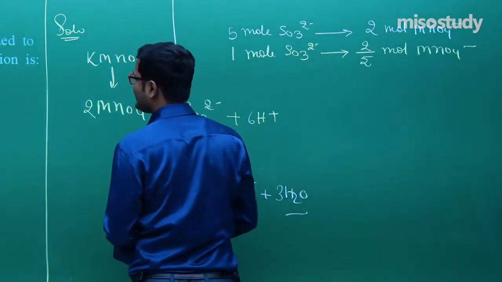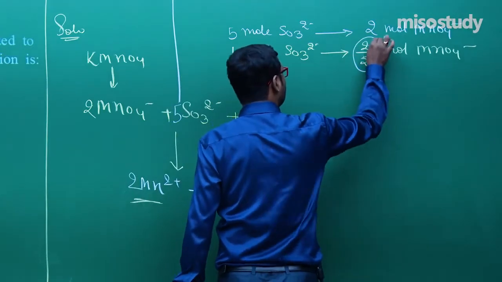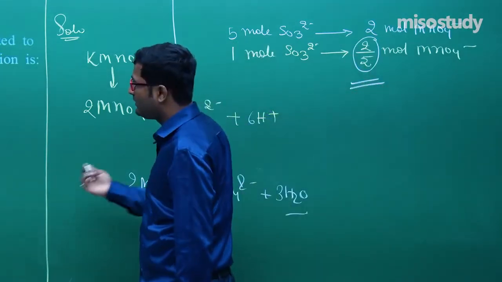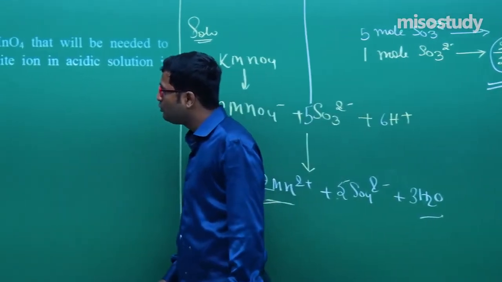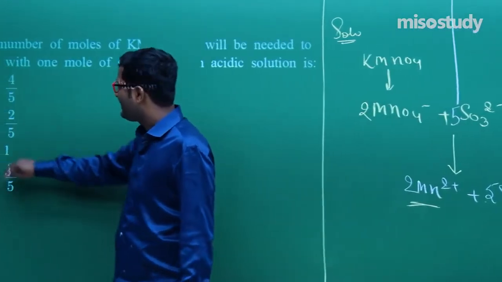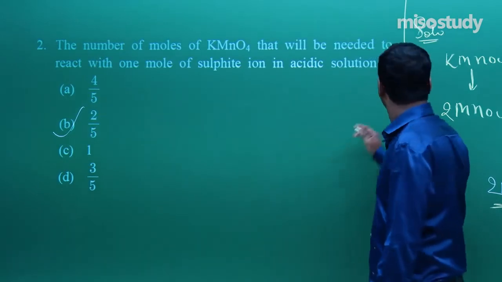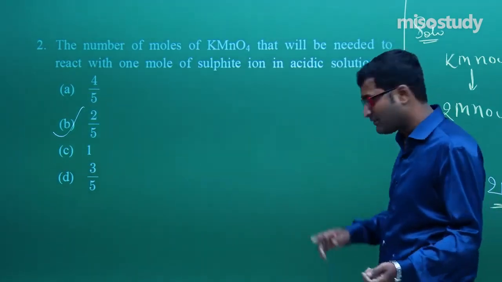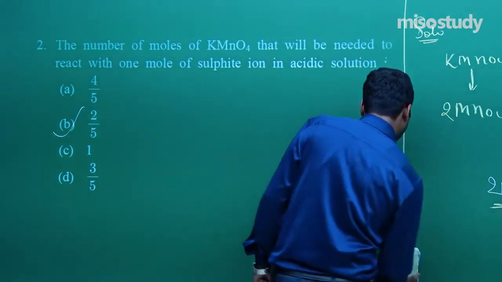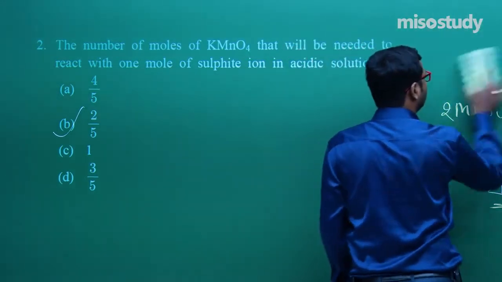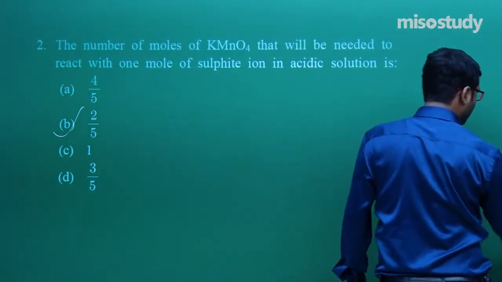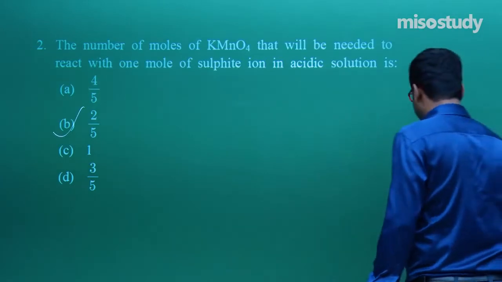So what is the answer here? This one is 2 by 5. So I am moving here for question number 2. What is the answer? So that is 2 upon 5. Clear to you? I think now you can easily solve such kind of question. These are very simple. Now let's move to the next question. What to do? Listen carefully.